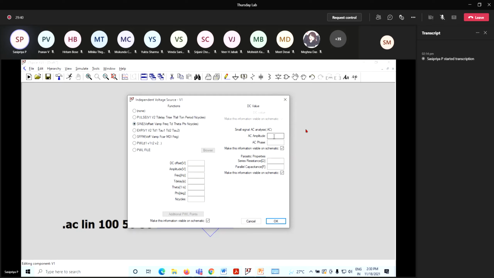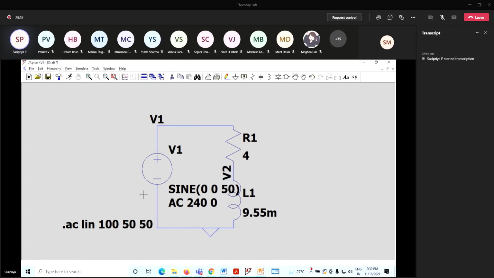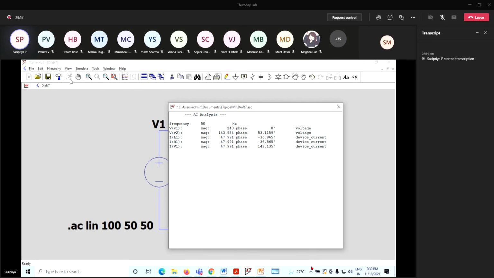Okay, and then since I go for AC analysis, I need to write the amplitude as 40 and my phase value is 0. And then frequency I can mention here 50 Hertz. Click on OK. Now I can run.